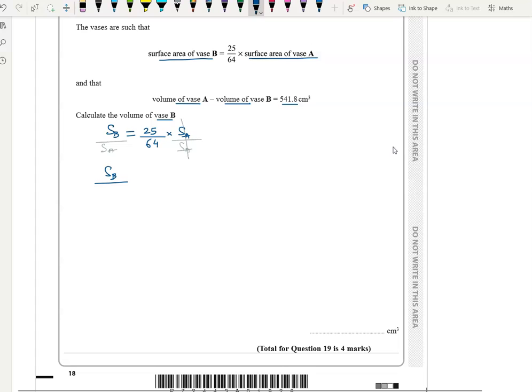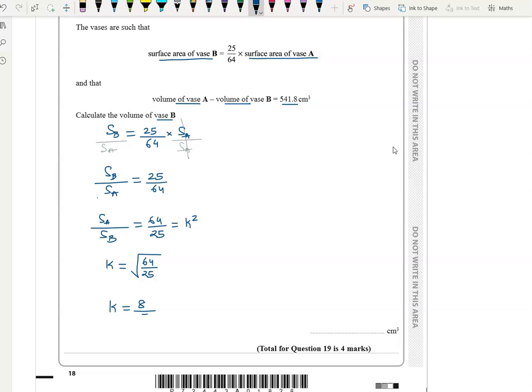So we get surface area of B upon surface area of A equal to 25 by 64. I want A in the numerator, so we'll flip both sides. So I'll get surface area of A upon surface area of B is 64 over 25. And the ratio of surface areas is proportional to the square of the scale factor, so I can take it equal to k squared. I want to find the value of k, so take the square root, so you will get k is the square root of 64 over 25. So k is the square root of 64, which is 8, over the square root of 25, which is 5.